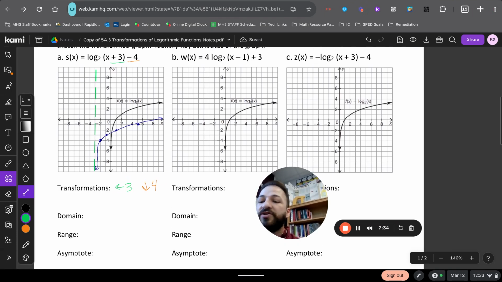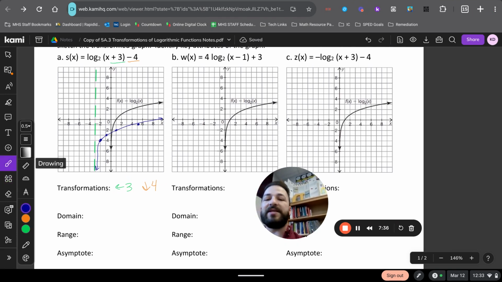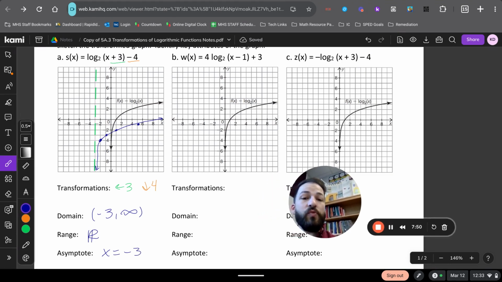Going through our key features real quick, our domain this time is the one that's going to change. So it shifted to -3 to infinity. Our range, of course, is going to stay unchanged. And then our asymptote shifted over to x equals -3. Let's do one more together.